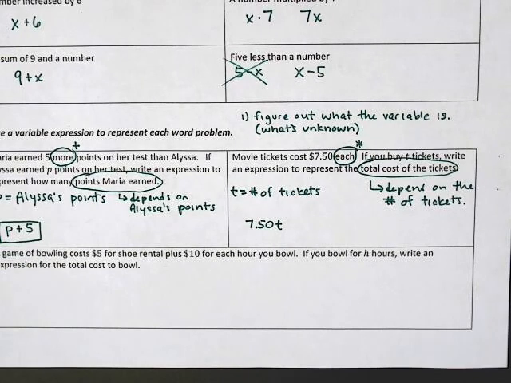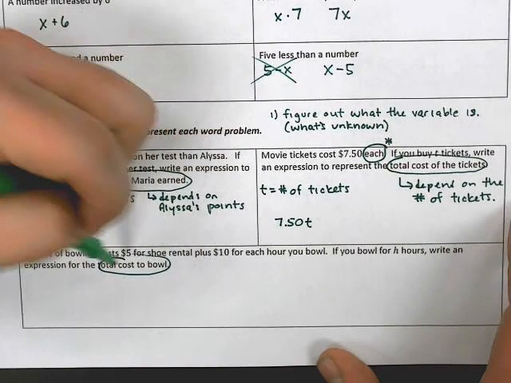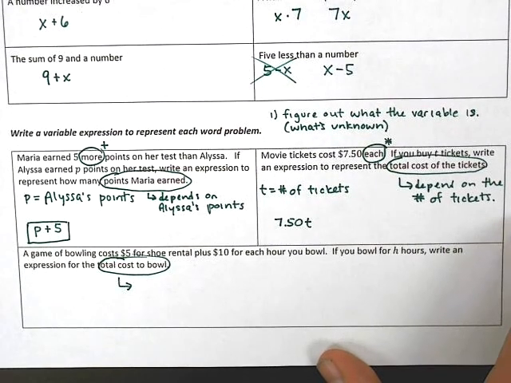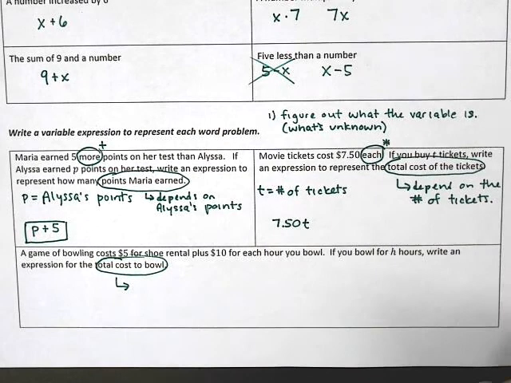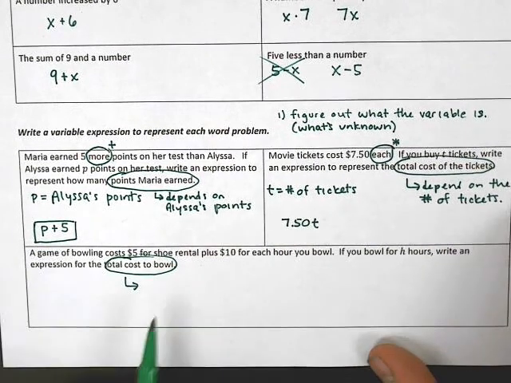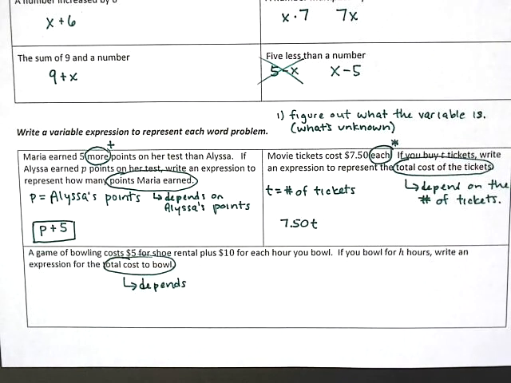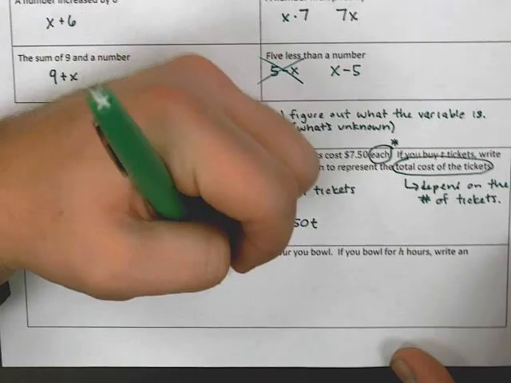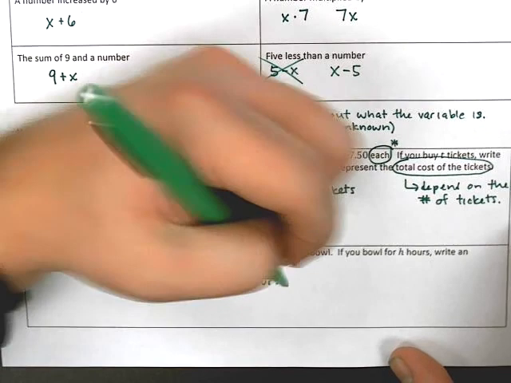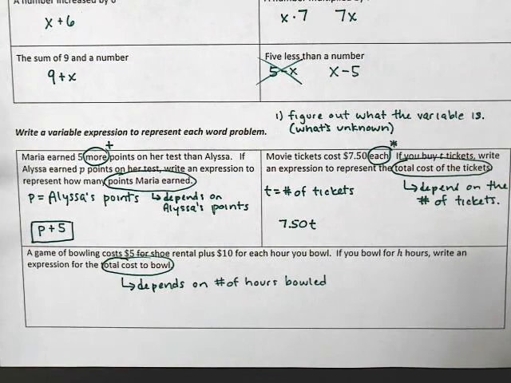Awesome. Almost done. Last one here. A game of bowling costs $5 for shoe rental plus $10 for each hour we bowl. If we bowl for 8 hours, write an expression for the total cost. Okay, so the total cost to bowl depends on a couple of things. Well, it depends on the shoe rental, but that doesn't change, right? The shoe rental, no matter what, is going to be $5. So really, the total cost only depends on the number of hours bowled.